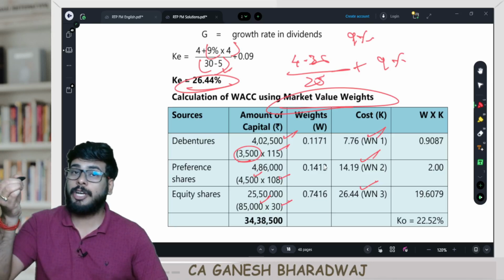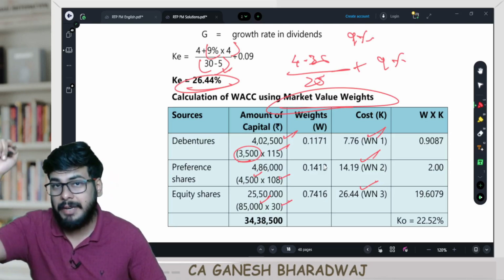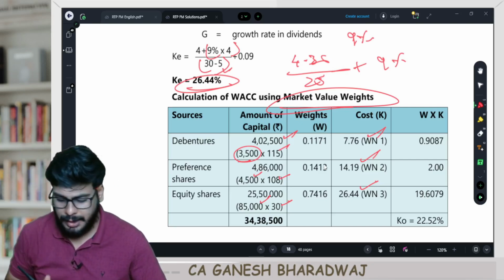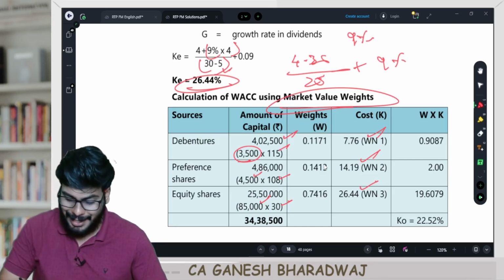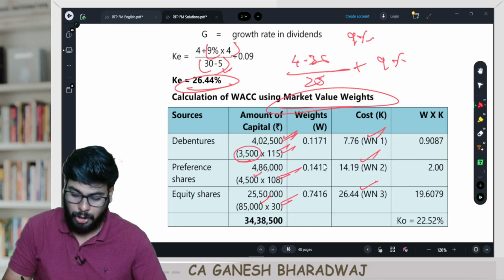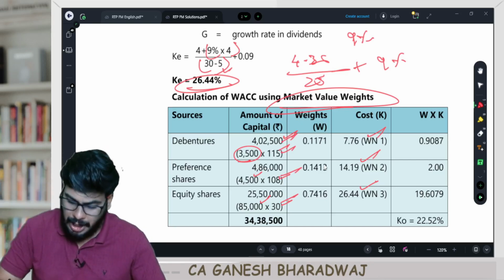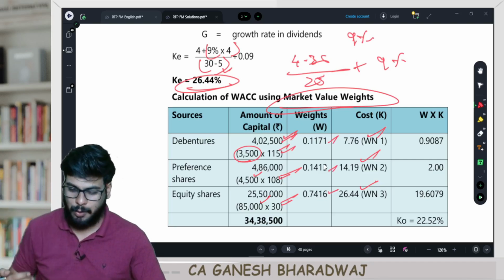So now flotation cost should not be adjusted while arriving at the market value. That should be adjusted only for the purpose of calculating your net proceeds. Are you clear with this? So you multiply this, you get the respective market value of debentures, preference, and equity. With that, you can arrive at the market value weights, right?